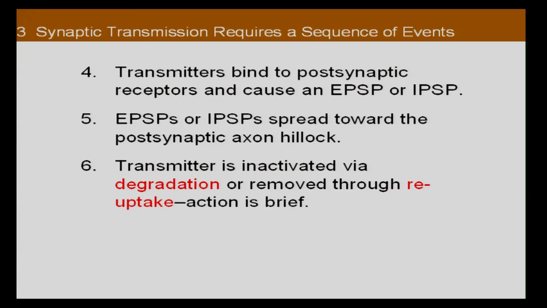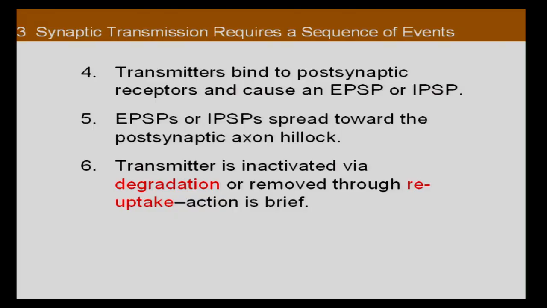Transmitter that is now spit out into the synaptic cleft binds to postsynaptic receptors that cause either an EPSP or an IPSP. Now, how do you know whether it causes an EPSP or an IPSP? The answer is it depends on what kind of receptors you have on your postsynaptic membrane. You can completely change the functioning of a synapse by changing the receptors found on that postsynaptic membrane. Then, as we talked about earlier, EPSPs or IPSPs spread towards the postsynaptic axon hillock.